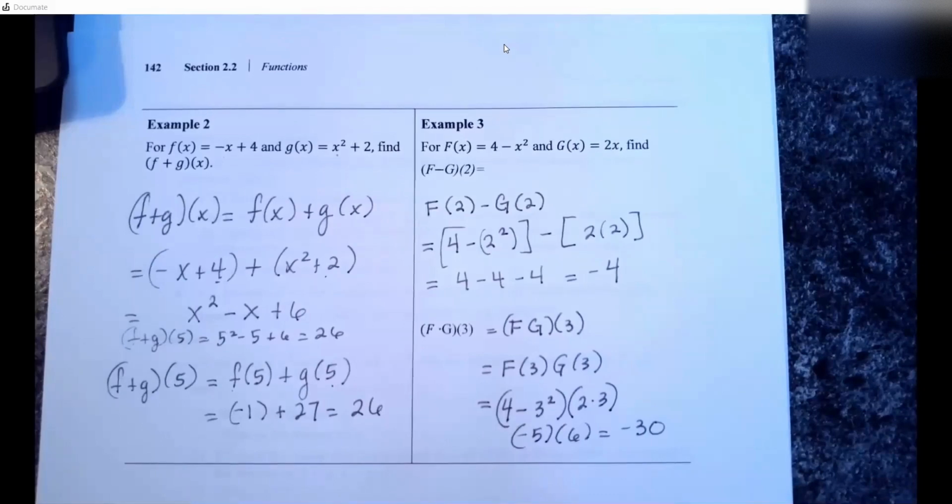All right, any questions about this particular process before we look at the domains of these functions? And feel free to unmute yourselves and ask.